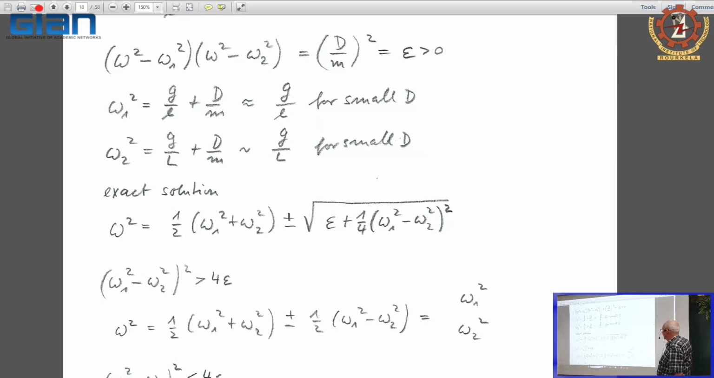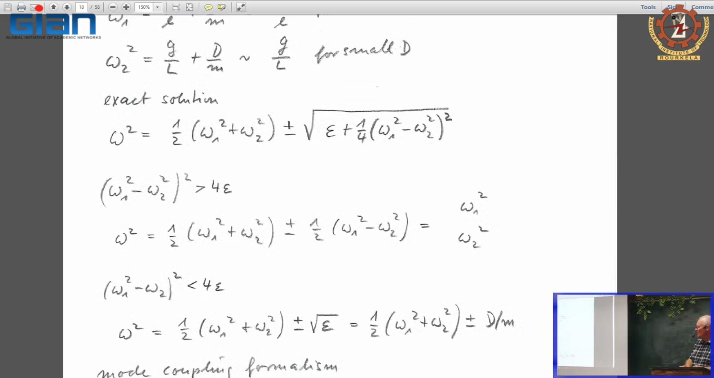So once the difference of the unperturbed or the uncoupled frequencies is big, that means this term is bigger than epsilon, then we get as a solution of the full problem, as an exact solution, omega 1 squared and omega 2 squared.